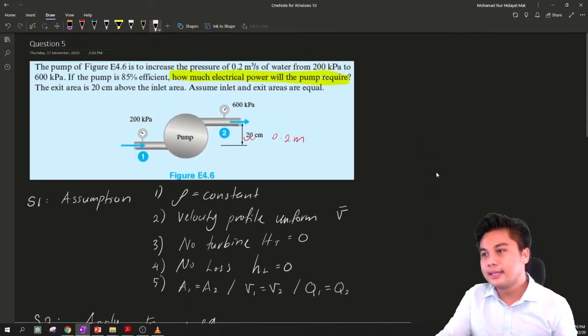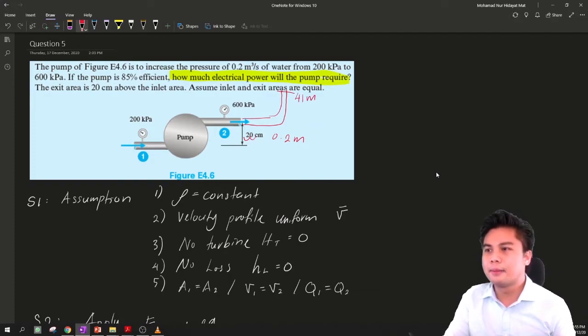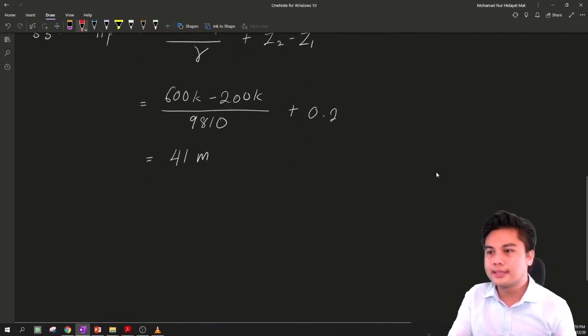That means this pump can increase the water head up to a maximum of 41 meter. That is the power of the pump.